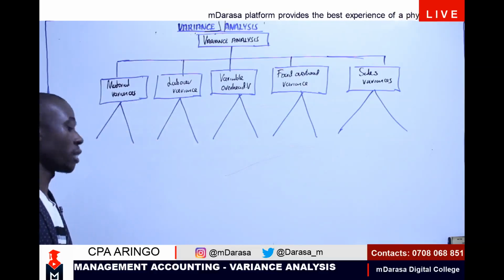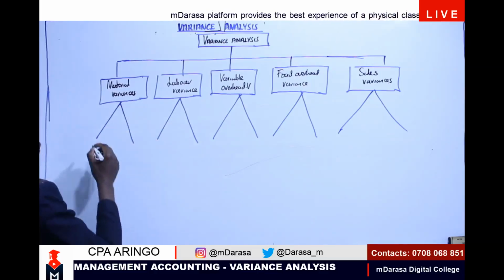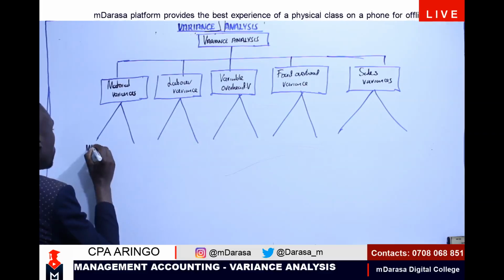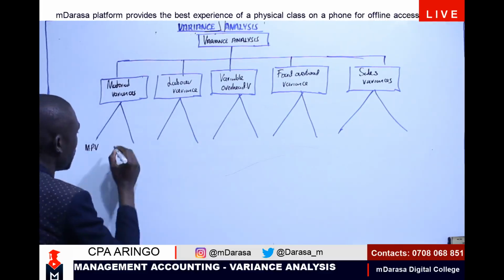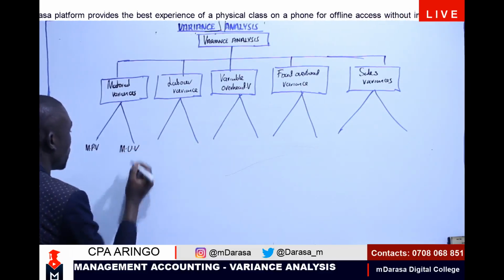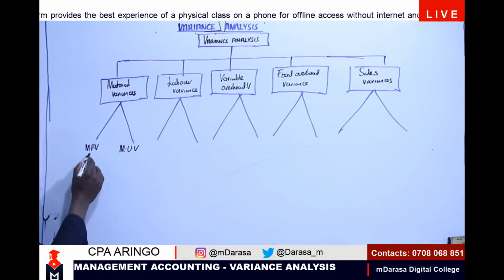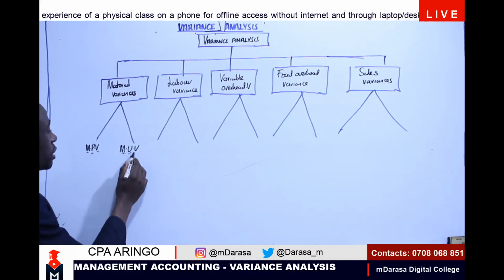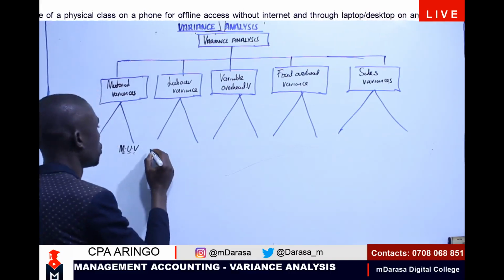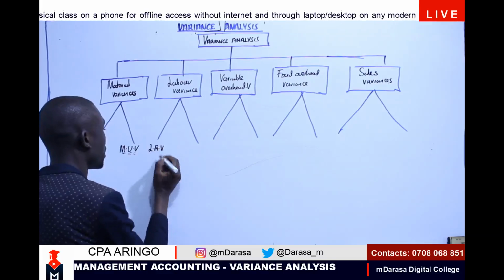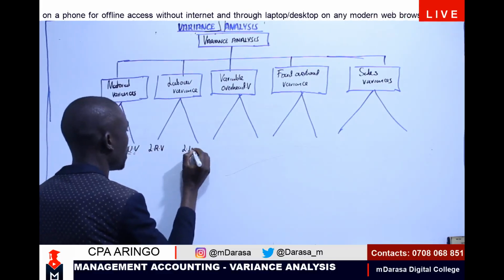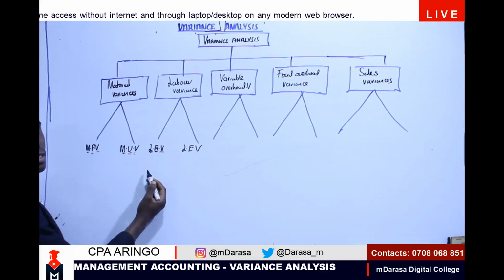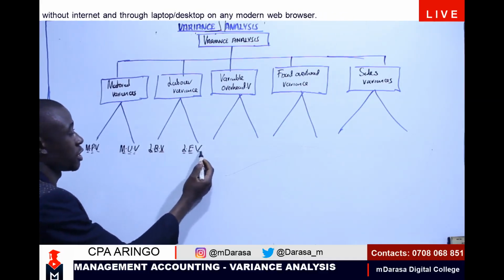If we are to split it further, you'll find that I'll be talking of material variances. First of all, I'll be talking of a material price variance and material usage variance. So MPV stands for material price variance, and this stands for material usage variance. And on the other case, I'll be talking of labor rate variance, and labor efficiency variance. So this is labor rate variance, LEV, labor efficiency variance.